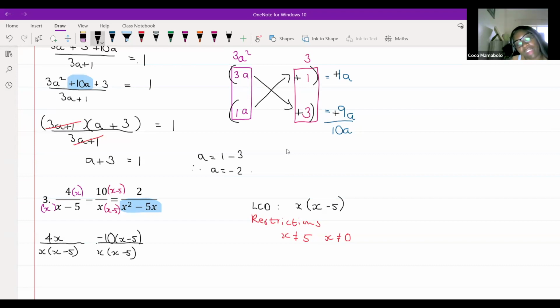And I know that if I factorize that, I would get x over x minus 5. So I don't have to do anything to the top on this side. So I'm just going to get 2 over, if that factorizes, I'll get x and x minus 5.